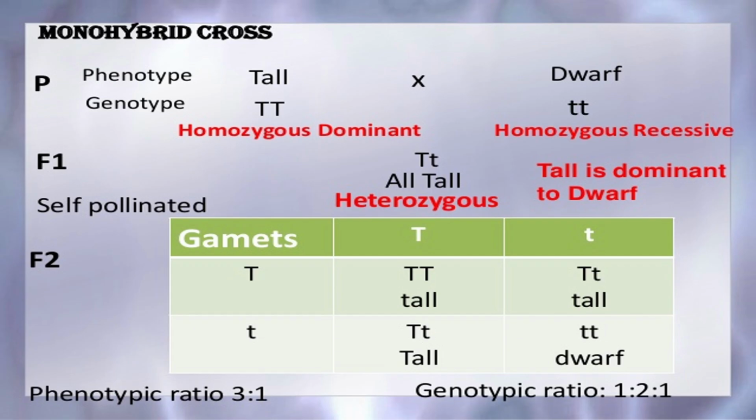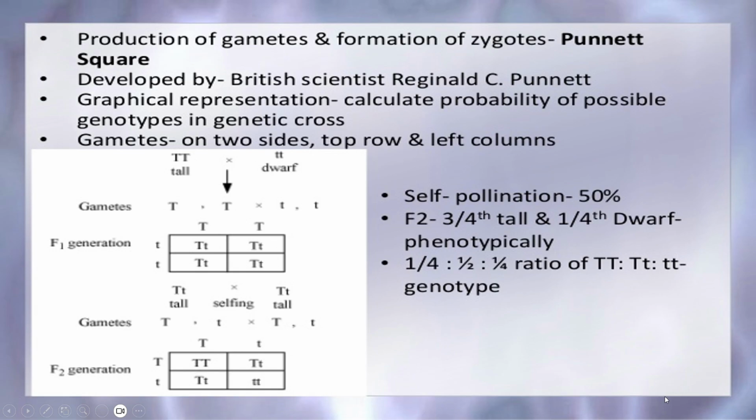This is the checkerboard which I told you earlier. This is the 3:1 ratio for the phenotype and the 1:2:1 ratio for the genotype. So this is again the same. That is also known as the Punnett square, this checkerboard.